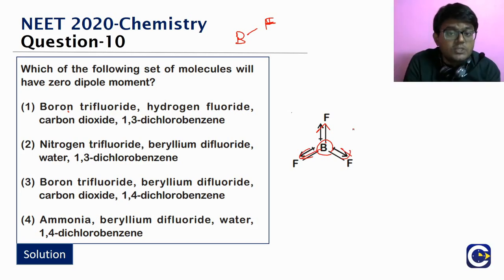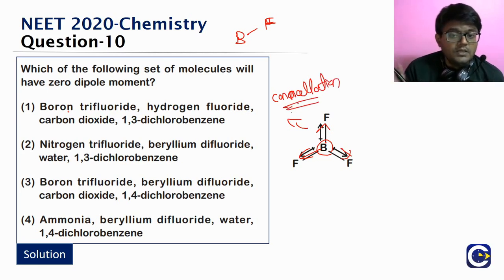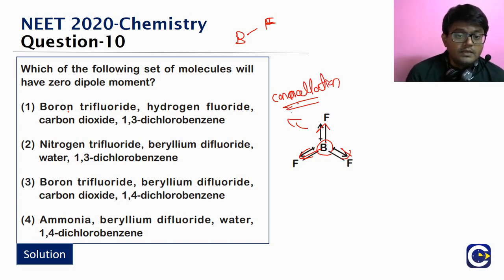They will be symmetrically distributed. So the dipole moments will cancel each other. There will be a cancellation of the dipole moment. So what we will be able to observe is cancellation of the dipole moment. So BF3 as a molecule totally, what will be the dipole moment? 0. Okay. Look at the next one, hydrogen fluoride, HF.